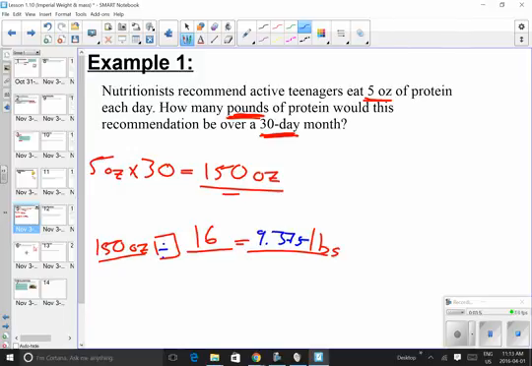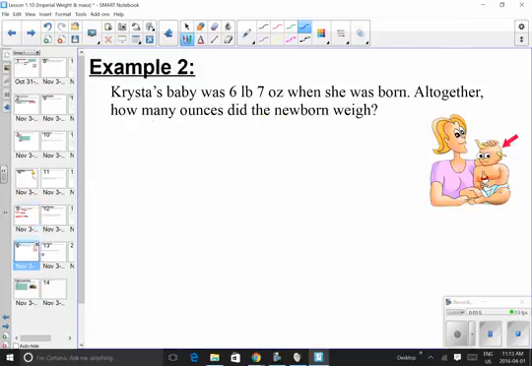All right, let's do another question. Krista's baby was 6 pounds 7 ounces when she was born. Altogether, I want to know that in just ounces. How many ounces? All right, I'm going to change this. So this is kind of like when we're talking about height. When we do our height, it's in feet and inches. I want to know this just in ounces.